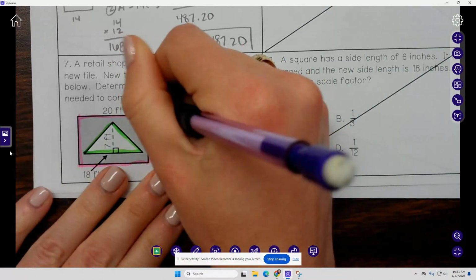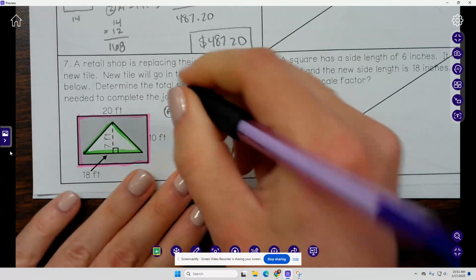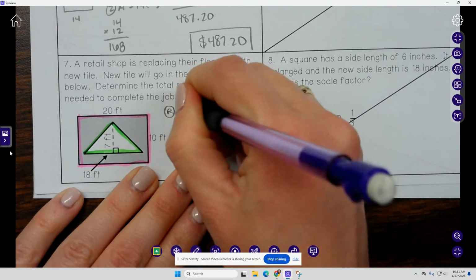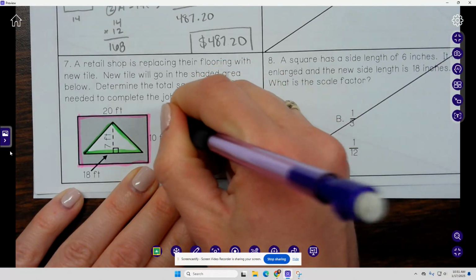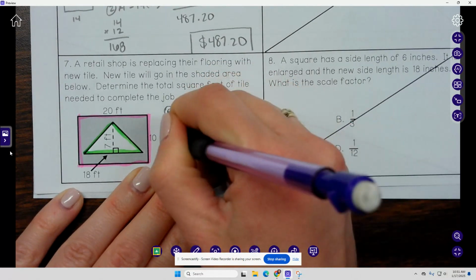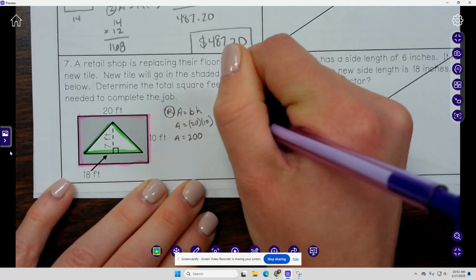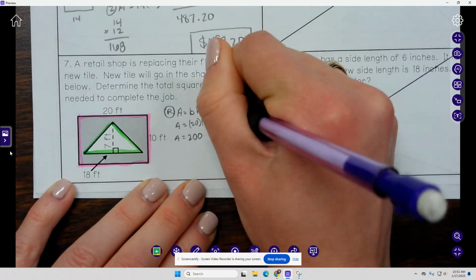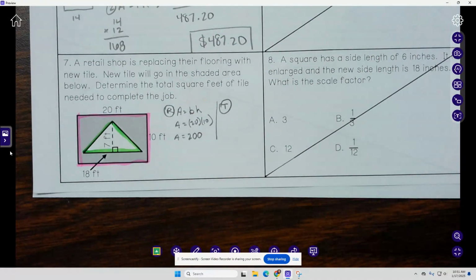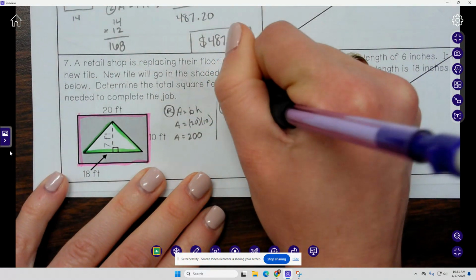So I'm going to have R for rectangle. So I'm going to write my formula. Area equals base times height. I'm going to plug in my values. So 20 times 10. And 20 times 10 is 200. My next shape is my triangle. I'm going to name that with a T. First step is I'm going to write my formula. Area equals 1/2 base times height.